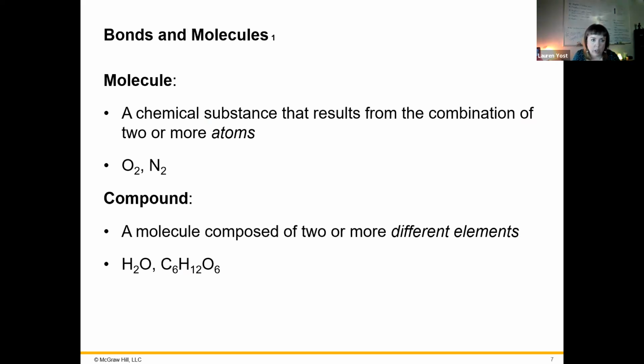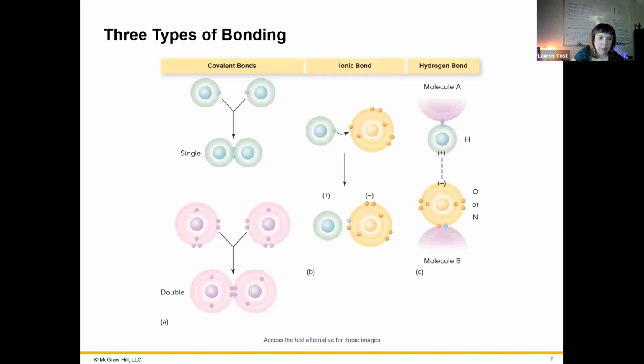Being molecules made up of the atoms of those elements, right? So compound refers to a molecule that's made up of different elements. So now we are introducing another element into the equation. So in the case of H2O, we have hydrogens and oxygens, for example.